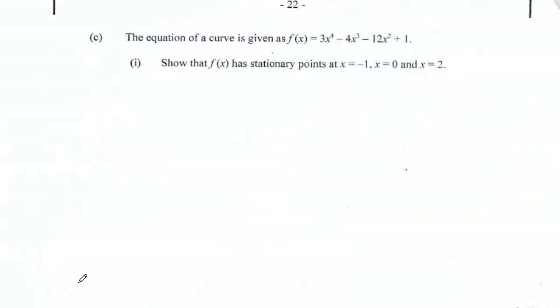The equation of a curve is given as f of x equals 3x to the power of 4 minus 4x cubed minus 12x squared plus 1. Show that f of x has stationary points, and we are given 3 different values of x. Now, stationary points, so stationary points are turning points.